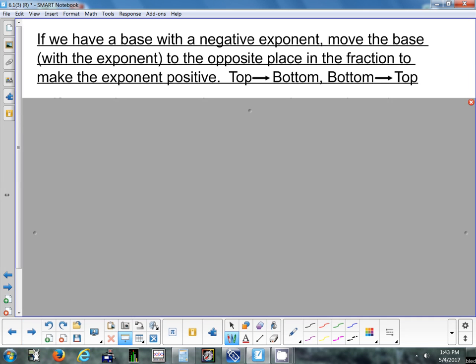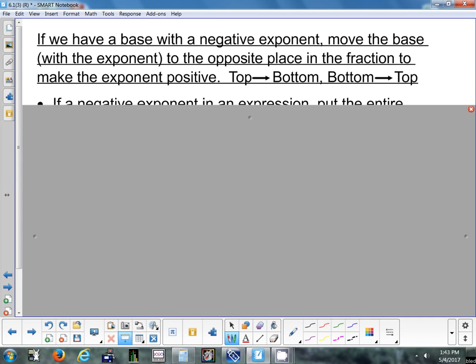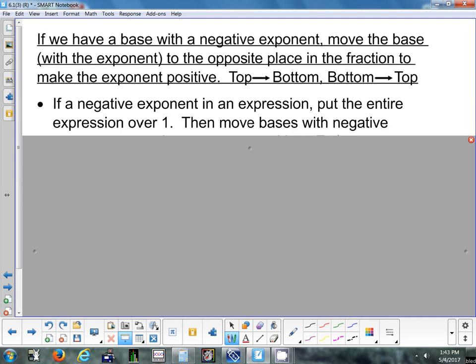So guys, you have on your note sheet already written, if we have a base with a negative exponent, you're just going to copy everything after the comma. So move the base with the exponent to the opposite place in the fraction to make the exponent positive. So just move it to the opposite location.